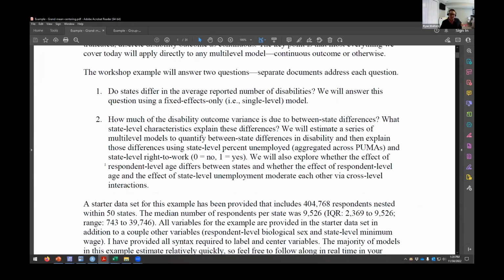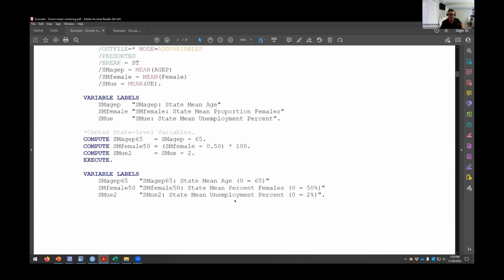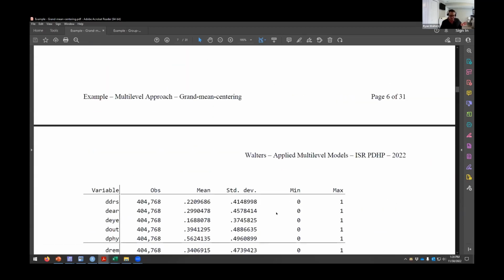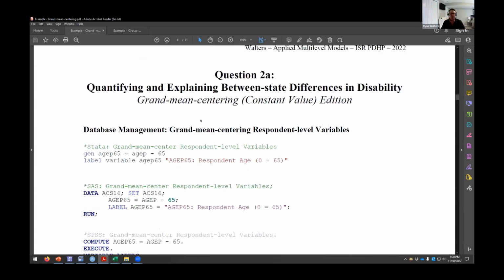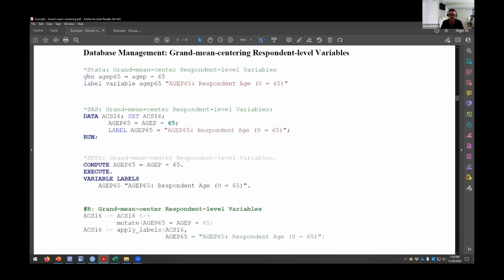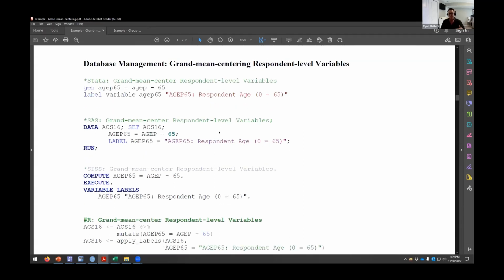Everything we saw for the fixed effect is exactly the same. So data management, it's all the same. Description, it's all the same. Descriptive statistics, it's all the same. Again, I wanted these documents to be standalone, so there is redundancy within here. Okay, question 2A. Quantify and explain between state differences in disability using grand mean centering. So the first thing we're going to do is center an age variable that we're going to use later. I'm realizing that this probably should have been included after because we're not quite to that point, but we're going to go ahead and center person or respondent level age at 65 as well.